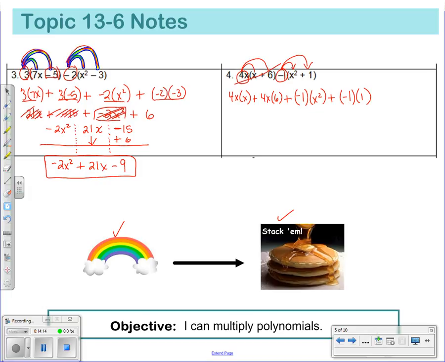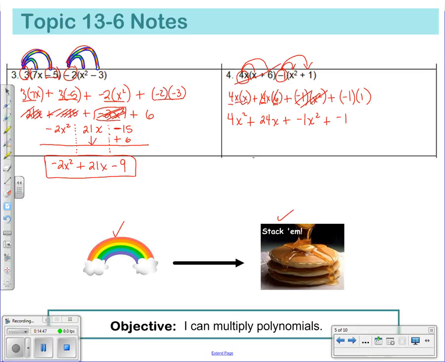Now let's multiply everything out. There's nothing being multiplied by the 4, and then we have x times x, so that's x squared. Plus, we have a 4 times a 6. 4 times 6 is 24, and we have just one x with it. Plus, we have a negative 1x squared, just rewriting it, and then plus a negative 1 times a negative 1 is a negative 1.